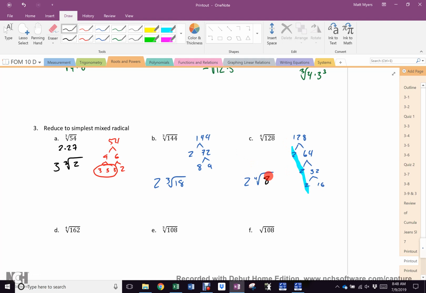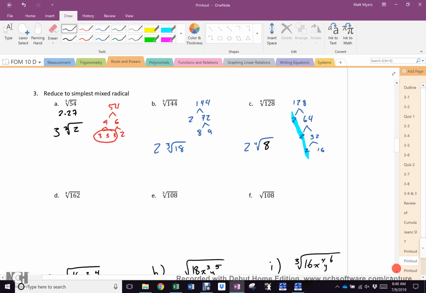The more you practice these, the better you get at them. 162, that's 2 times 81. I can stop there because I know 81 is 9 times 9, 3, 3, 3, 3. There's my group of 4. 3, fourth root 2. 108. I know that is 4 times 27. Why can I stop there? 27 is a cube root. 3 cube root 4.